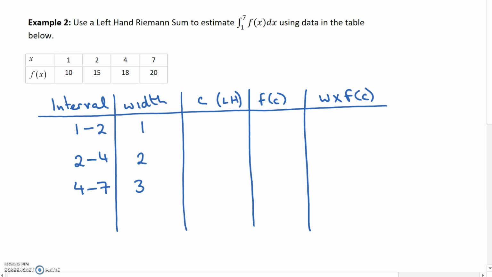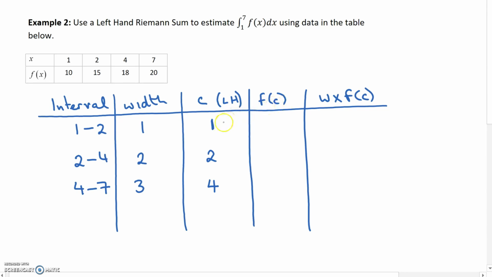Now this is important. It's a left-hand Riemann sum. What you do here, the entry in each row, is you go back to the interval and you take the number on the left-hand side of each interval. So it's going to be 1, then 2, then 4. You look at the interval and you take the number on the left-hand side of it, which is 1. On this one, the left-hand side of that interval is 2, and the left-hand side of this interval is 4.